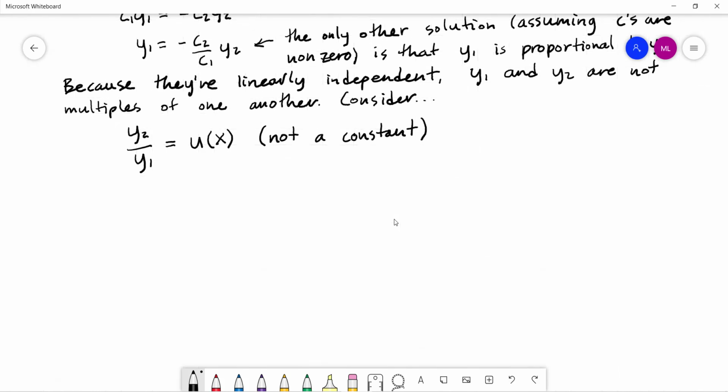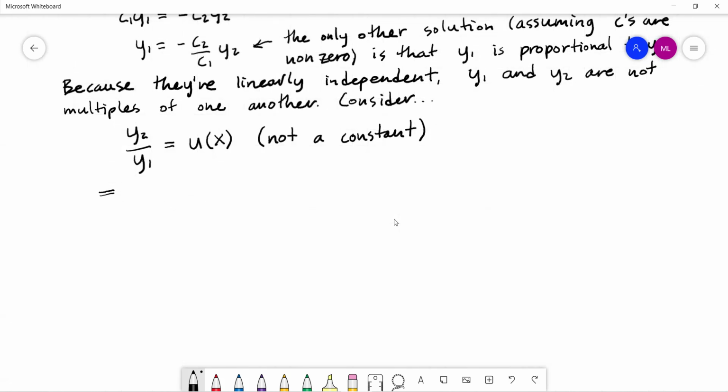And with this, we can come up with a clever way to write y2 in terms of y1. It's going to look like u of x times our y1 of x. So y2 is some function of x times y1. It can't be a constant times y1. It has to be a totally different function of x times y1. Okay, so this is what we're presuming our second solution looks like.